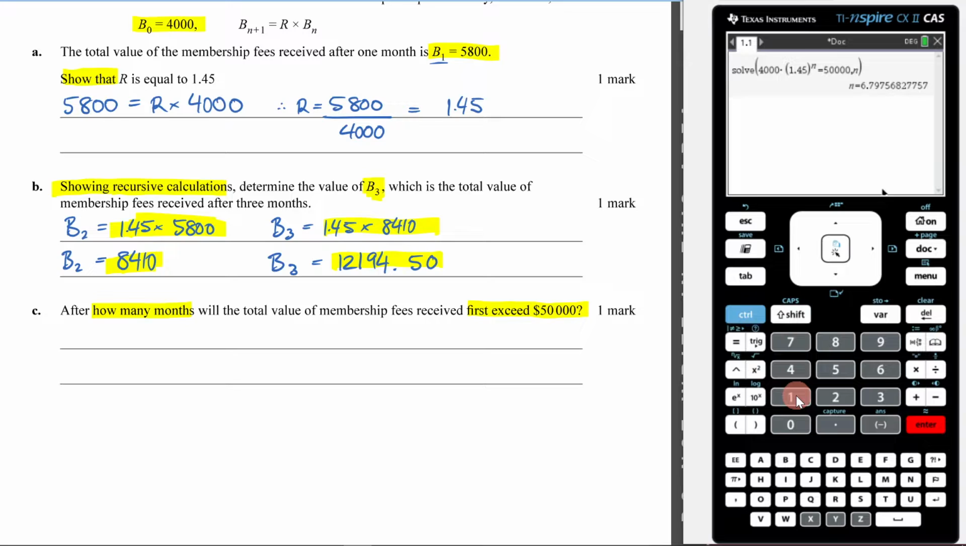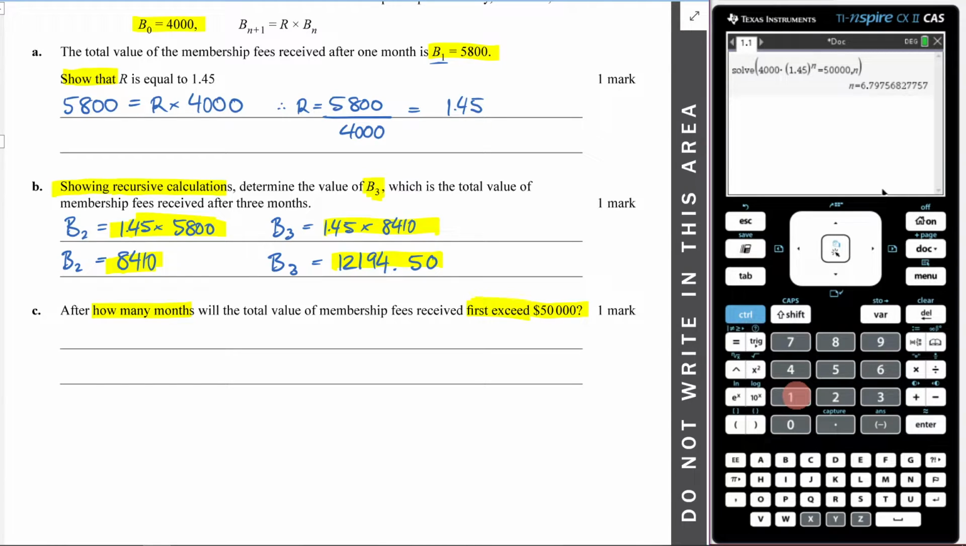And it's going to be 6.7. So that's when I hit $50,000. Now it wants us to first exceed. It wants us to exceed $50,000. So that means our answer will be 7. Because when you have 7 there, you're going to exceed it.